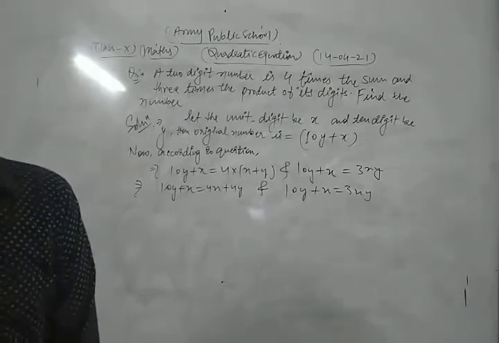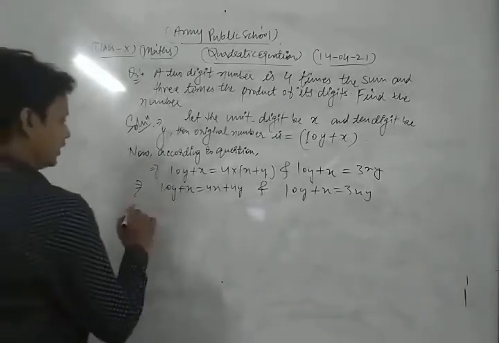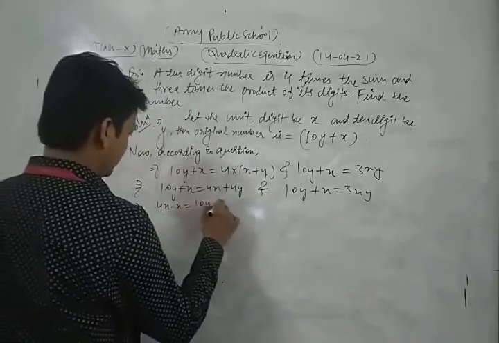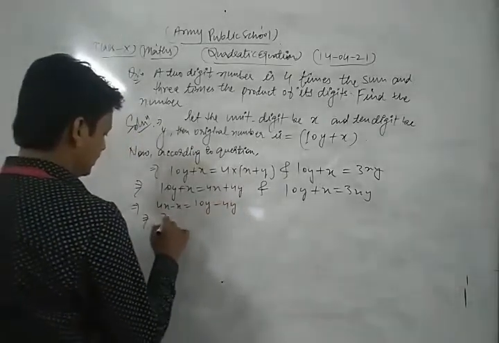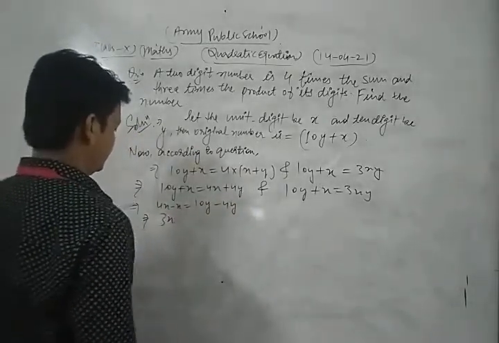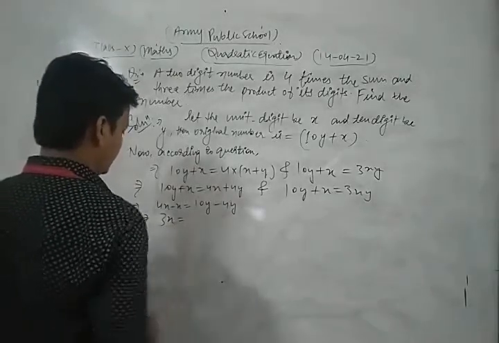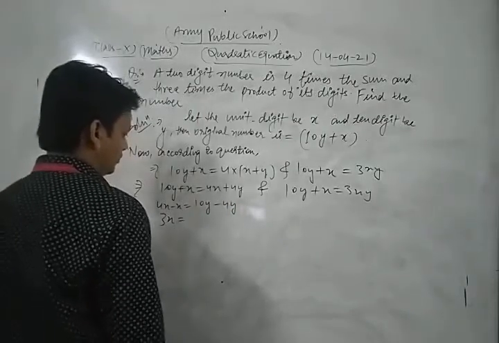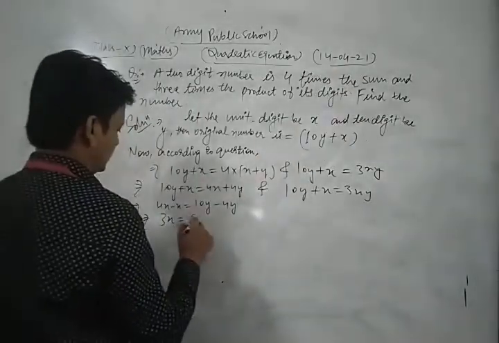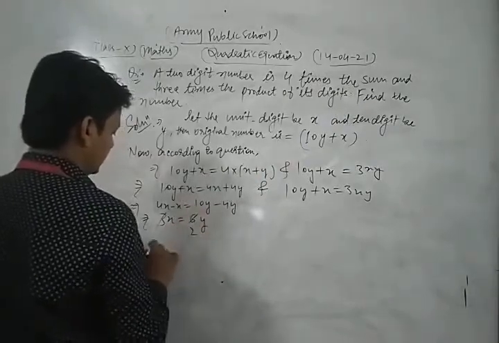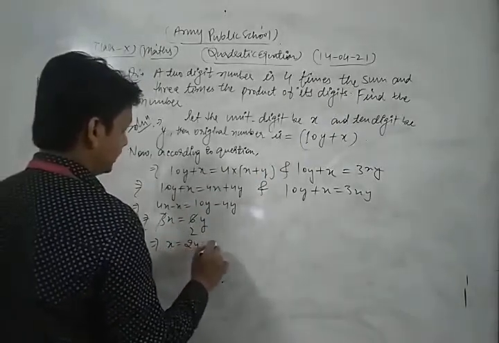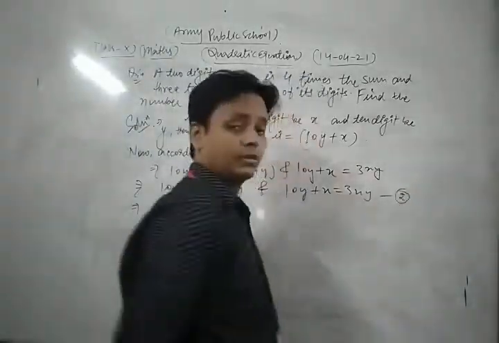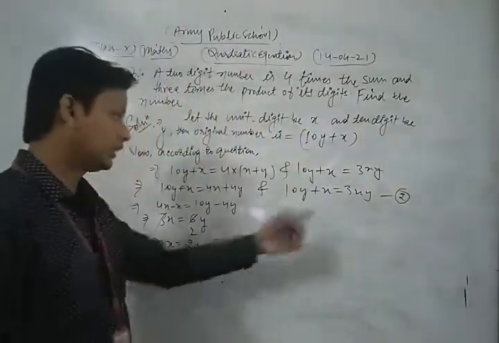Now from there we get 4x minus x is equal to 10y minus 4y, that is 3x is equal to 6y. So 3 twos are 6, thus the value of x is 2y. Take this as equation number 1, and the other as equation number 2.